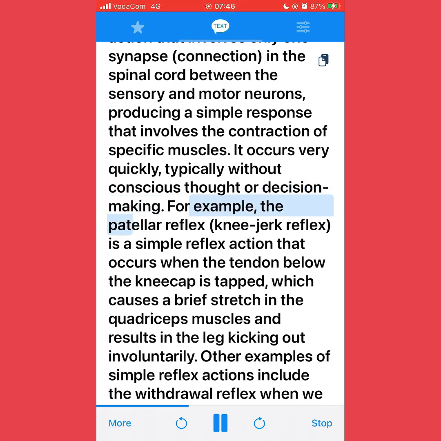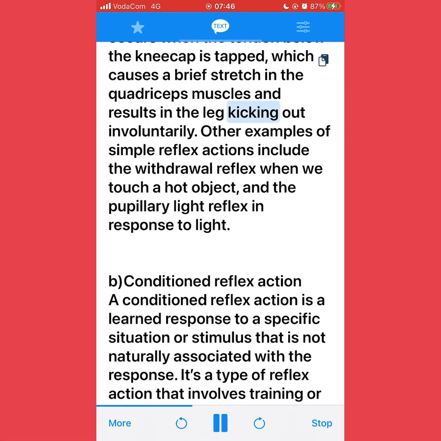For example, the patellar reflex, knee-jerk reflex, is a simple reflex action that occurs when the tendon below the kneecap is tapped, which causes a brief stretch in the quadriceps muscles and results in the leg kicking out involuntarily. Other examples of simple reflex actions include the withdrawal reflex when we touch a hot object, and the pupillary light reflex in response to light.